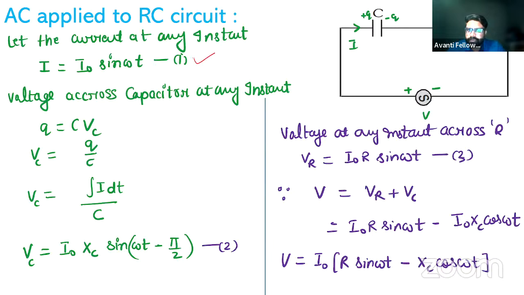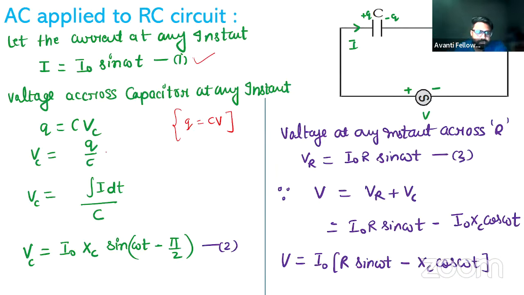Now, the voltage across the capacitor at any instant. Everyone knows the formula Q equals CV. So Q equals C into VC, where VC is the alternating voltage applied across the capacitor. Now, VC equals Q by C. Clear?